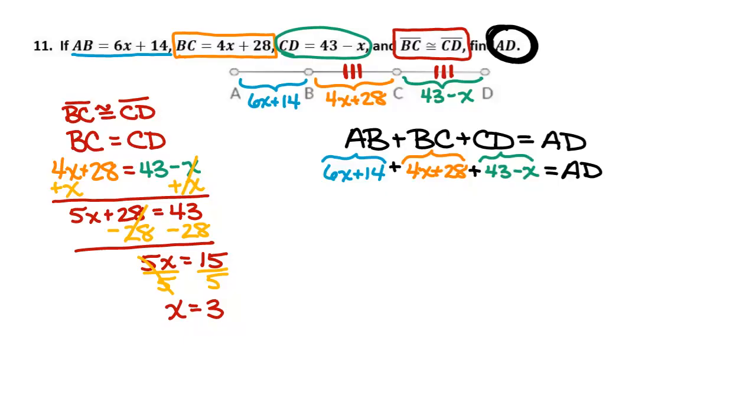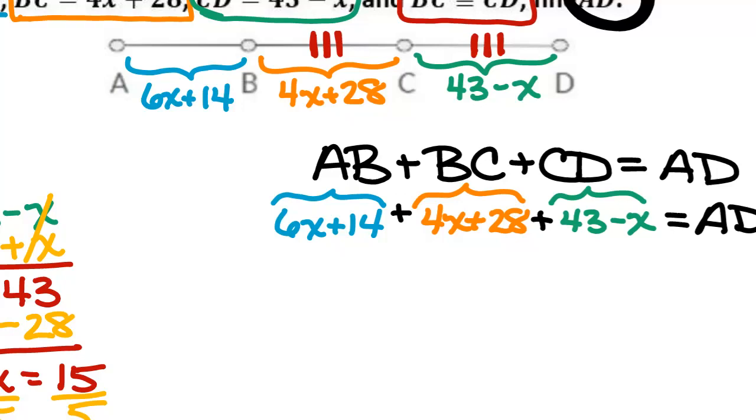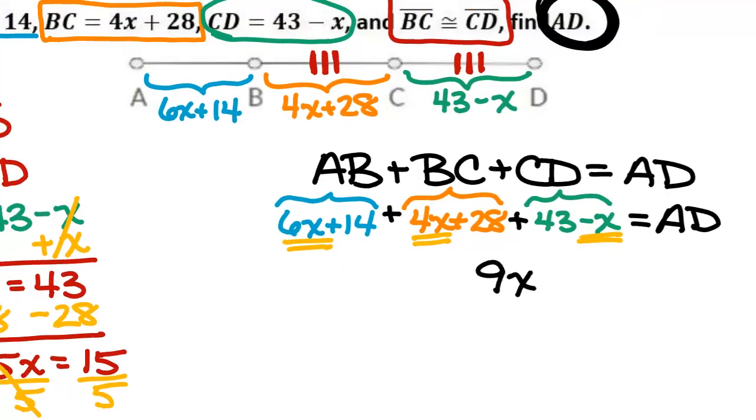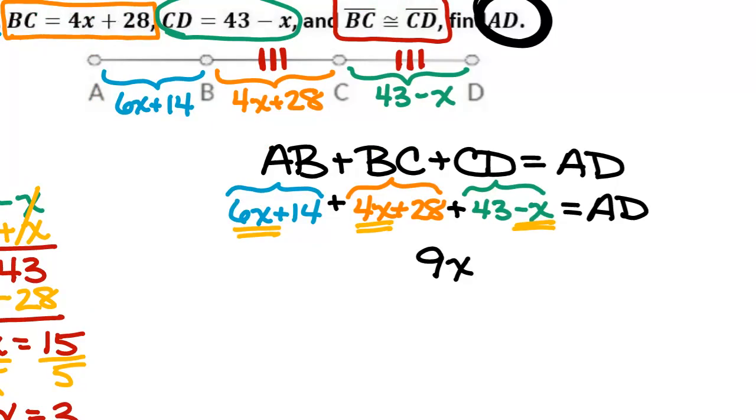clean this up a little bit? All right, let's go ahead and clean that up. That'll make it easier when we go to put it into our calculators too. So I have my x's that I need to combine. I have 6x here, 4x here, and a minus x here. What is 6 plus 4 minus 1? 9x. All right, so I have 9x. And then I have 14 plus 28 plus 43. 86 equals AD.